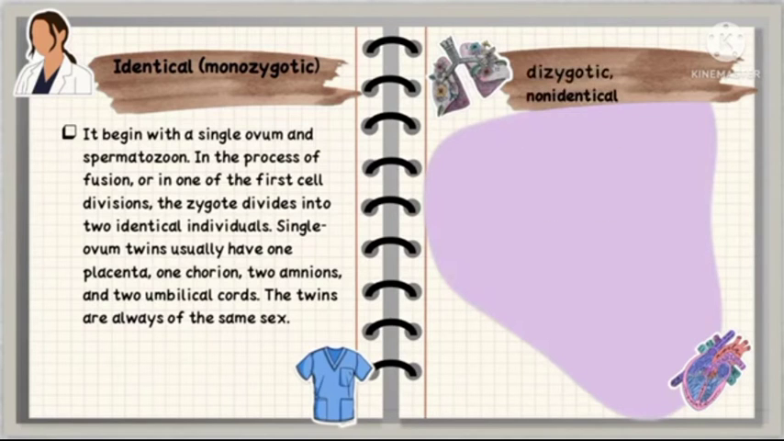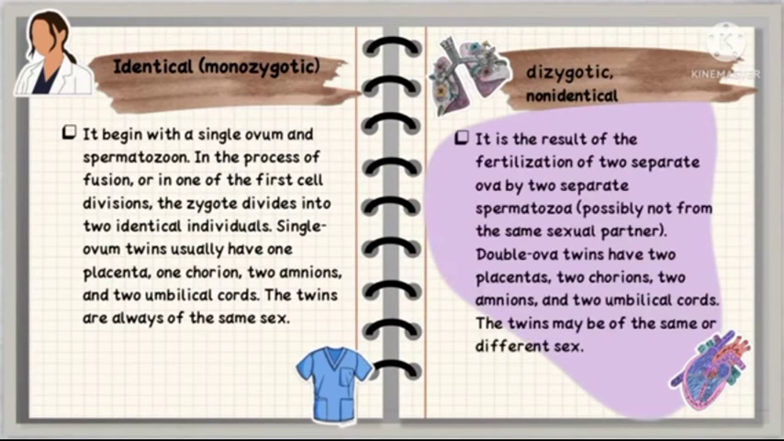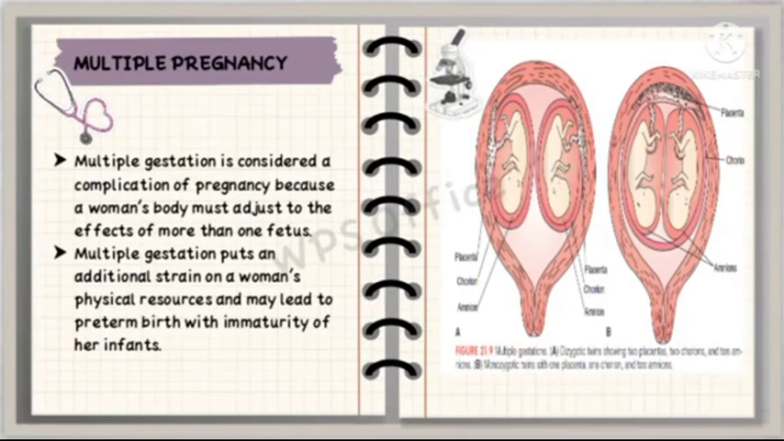So next is ang dizygotic or the non-identical twins. It is the result of the fertilization of two separate ova by two separate spermatozoa, possibly not from the same sexual partner. Double ova twins have two placentas, two chorions, two amnions, and two umbilical cords. The twins may be of the same or different sex.